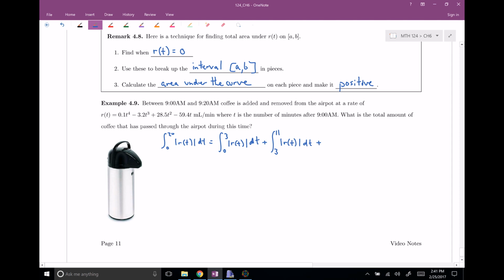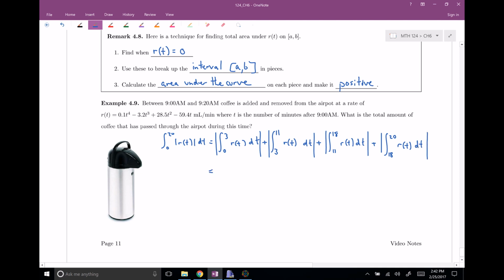And remember, I'm just going to add up all this area and then count it positively. So in fact, this is slightly different than this right here. I don't need the absolute values inside here. So I'm going to count it positively at the end of it. There we go. Then I'm going to consider the interval from 11 to 18. Add all that up, then count it positively. And then finally the interval from 18 to 20. So I break it up into pieces. And then count it positively.